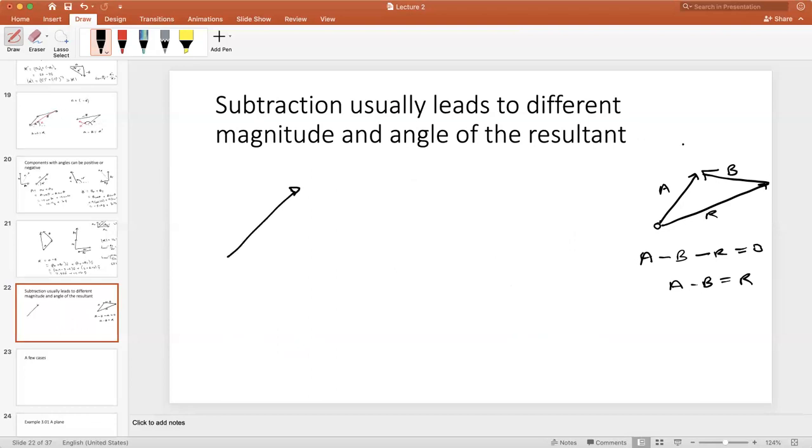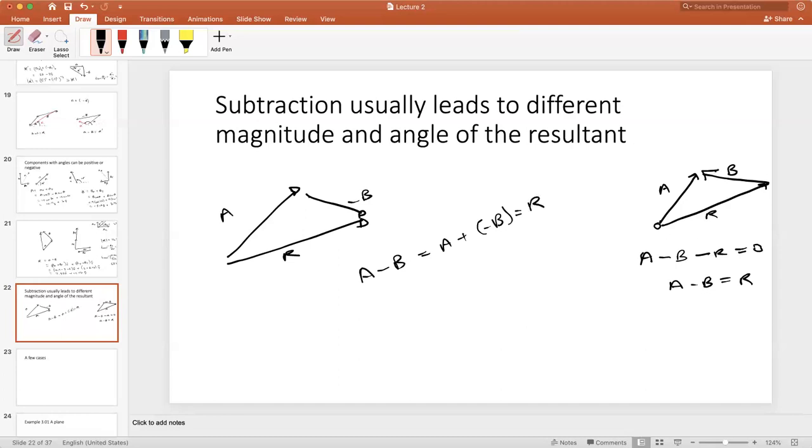Remember that instead of B, we can have minus B. And this is minus B, right? And this is R. Sorry, I don't really like the way I drew that vector. So all I did was flip B around. I changed the direction by 180 degrees. And you can see that this is indeed A minus B, or A plus minus B, is equal to R.